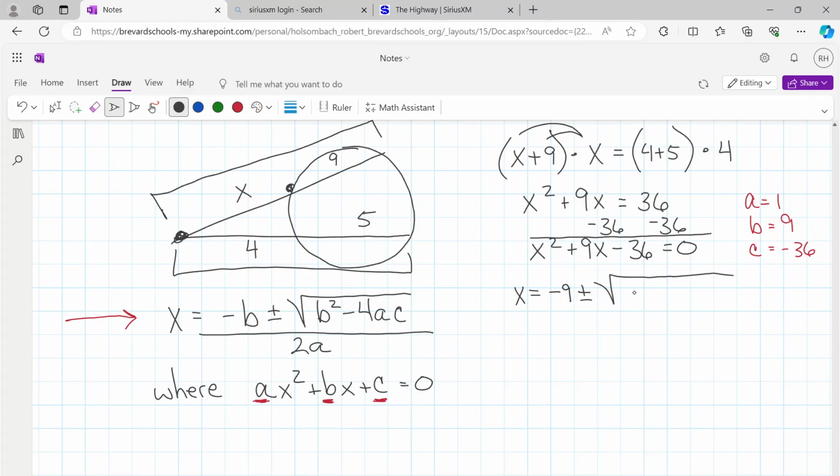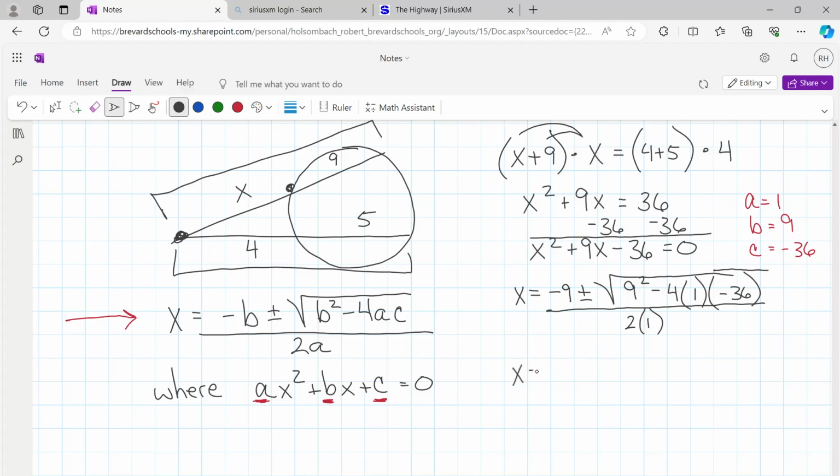b squared. So we're going to go 9 squared minus 4 times a, which is 1, times c, which is negative 36, all divided by 2 times a, which is 2 times 1. So then we're going to clean up the discriminant, and the discriminant is what's under the radical.